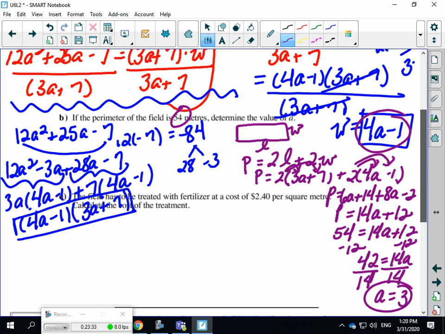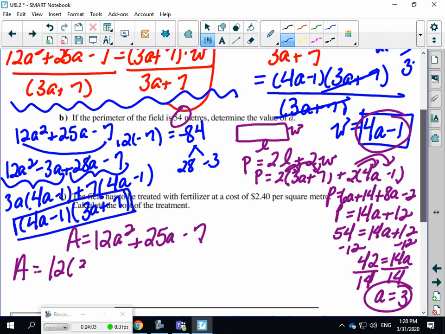Okay, and then the last part of the question, sorry, my writing's a little bit on top of it. It says the field has to be treated with fertilizer at a cost of $2.40 per square meter. Calculate the cost of the treatment. So if I know that a is equal to 3, I need to know what the actual area is equal to as a value. So remember, your area is equal to 12a squared plus 25a minus 7. We know a is 3, so let's plug that back into here. So this is going to be 12 times 3 squared plus 25 times 3, all subtract 7. Okay, when you plug these numbers into your calculator, this works out to 176 square meters.